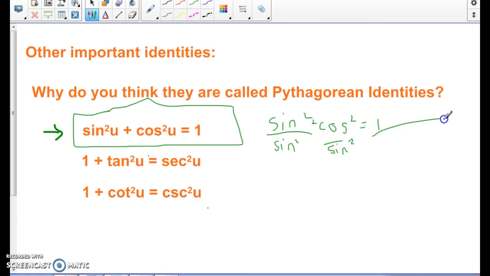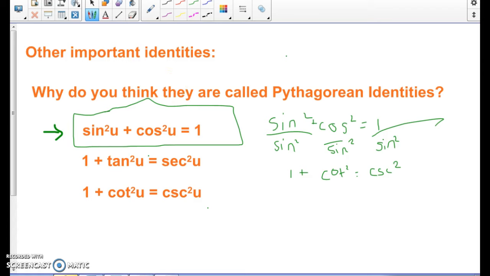And then you might see where this is going. Do you know which identity it's developing? Sine squared over sine squared is 1, plus, what's cosine squared over sine squared? Cotangent squared. And then what's 1 over sine squared equal? Cosecant squared. Oh, and look, there's your Pythagorean identity.